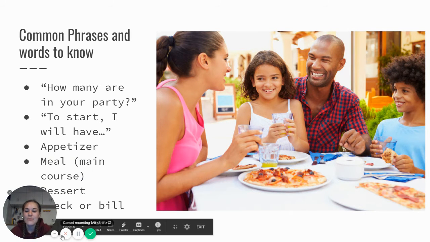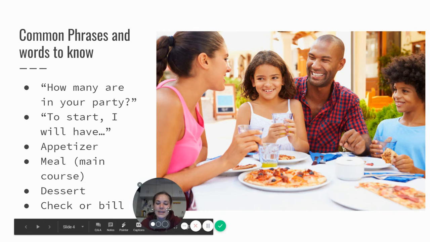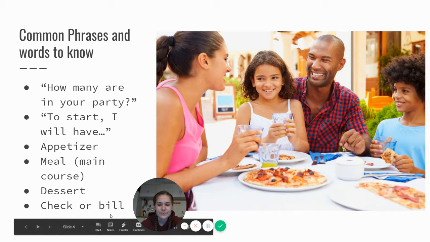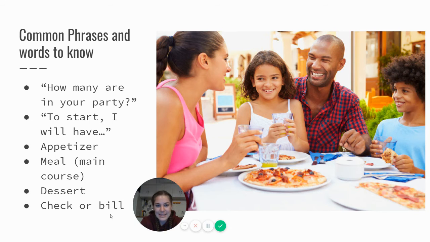All right, let me move myself over here so you can see. Awesome. These are some common phrases and words you need to know. First of all, when you get to a restaurant, your waiter or waitress will ask you, how many are in your party? You might be thinking, what do they mean by party? This is asking how many people need to be seated. So if there are 4 of you, you're going to tell them 4.